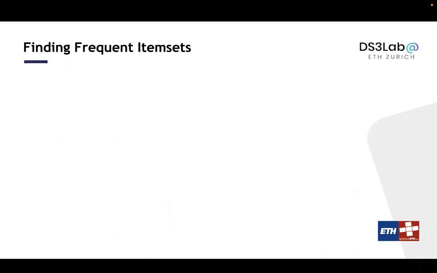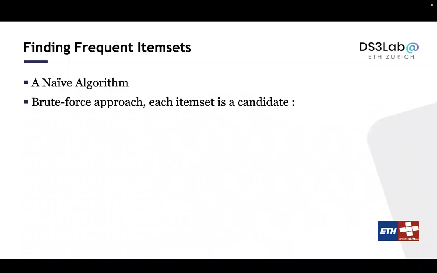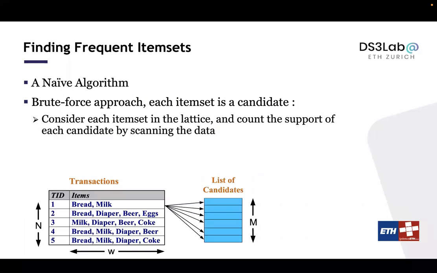So given this, without using any structure, there is always a naive algorithm that we are trying to beat or improve over. You can always brute force, so nothing stops you from doing that. What we are going to do is enumerate all the possible candidates in the lattice and count the support by scanning the data. This is a very naive algorithm, but it's going to be correct.